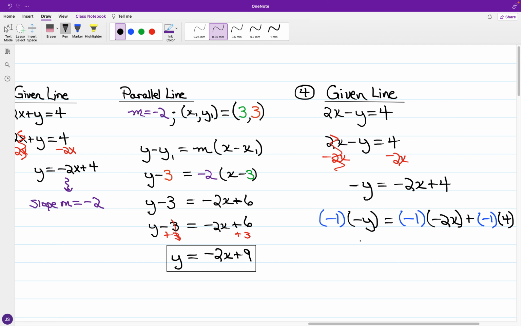So in effect, I'm making the positive terms negative and vice versa. Okay, so in this case, we're going to have that y is going to be equal to 2x minus 4. All right, so with the given line, we have that the slope m is equal to 2.